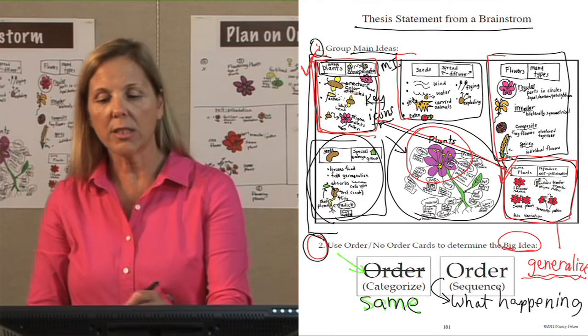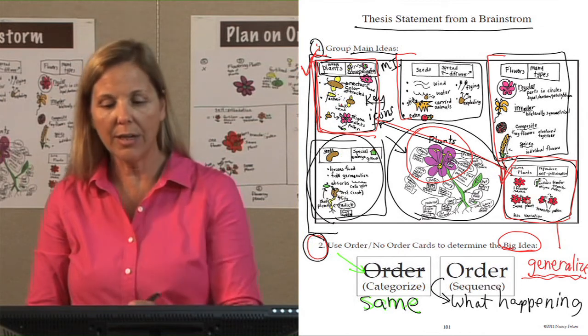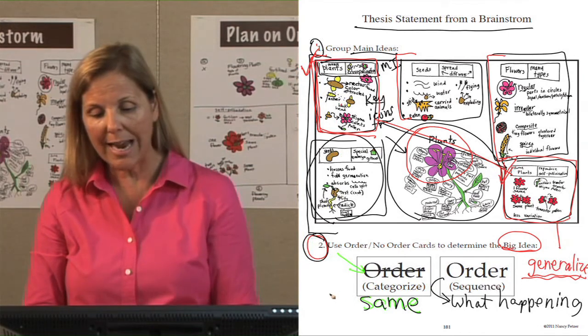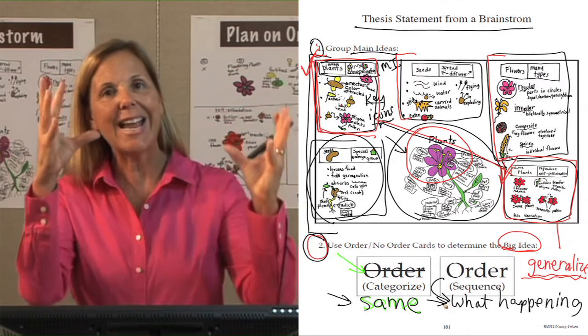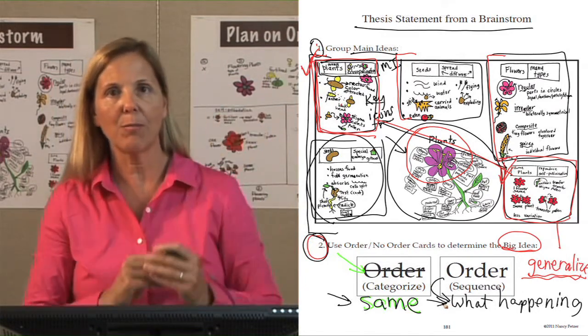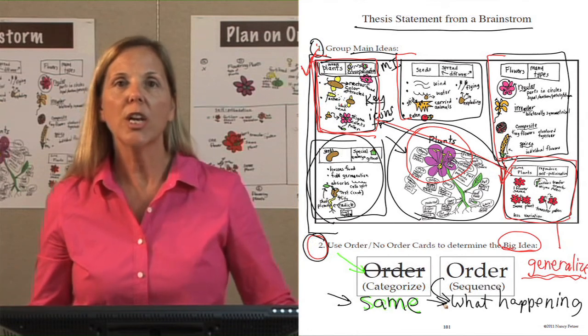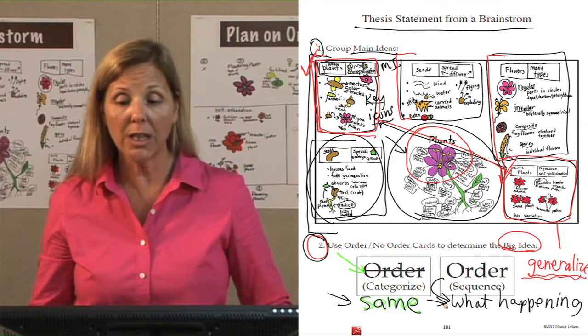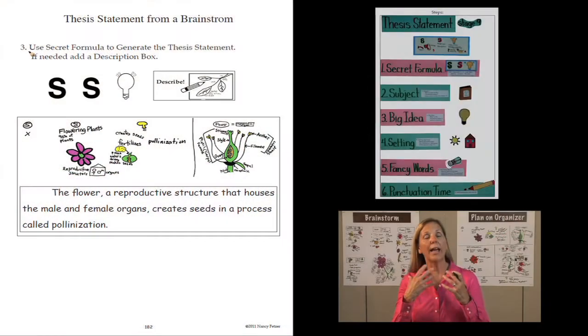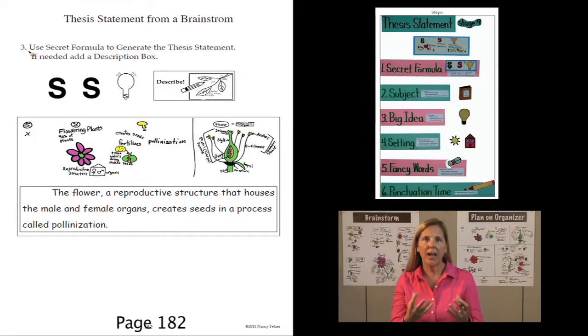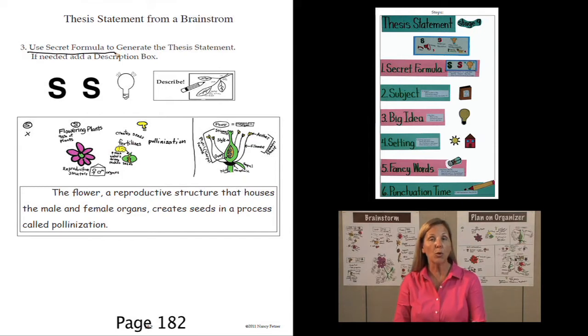Step 1, we decided which main ideas went together. Step 2, then we asked the question that will tell us the big idea that will get us to that thesis statement. Let's go to the next page so I can walk you through the secret formula once we've done this work from a brainstorm. Once you have discussed and identified what that big idea is, then you are ready to use the secret formula. Now, the secret formula is the SS light bulb.